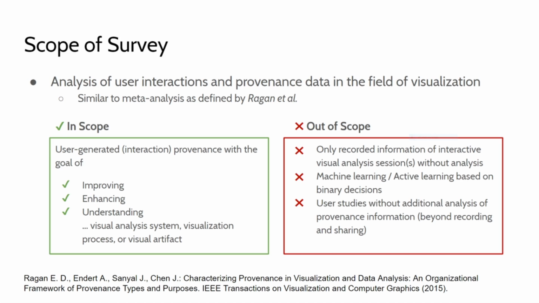Also, sophisticated machine learning or active learning approaches based on binary decisions are not within our scope because they do not take the meta-analysis into account. We also do not include user studies that collect user-generated data and work on collaborative sense-making if there is no additional analysis of the provenance information beyond recording and sharing.